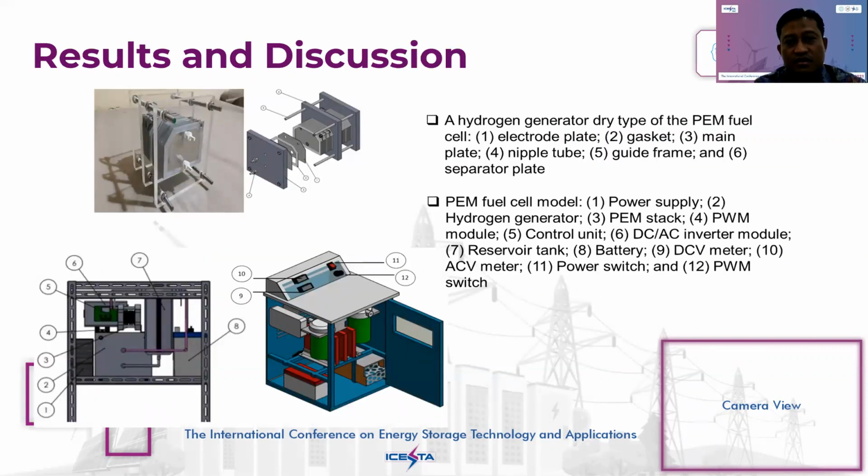Result and discussion. This is the product of my fuel cell, a dry type hydrogen generator. And this is the fuel cell model. It has a power supply, hydrogen generator, stack fuel cell, PEM module, control unit, DC-AC inverter module, reservoir tank, battery, DC voltmeter, AC voltmeter, power switch, and PEM switch. This is a small scale fuel cell for a power plant.